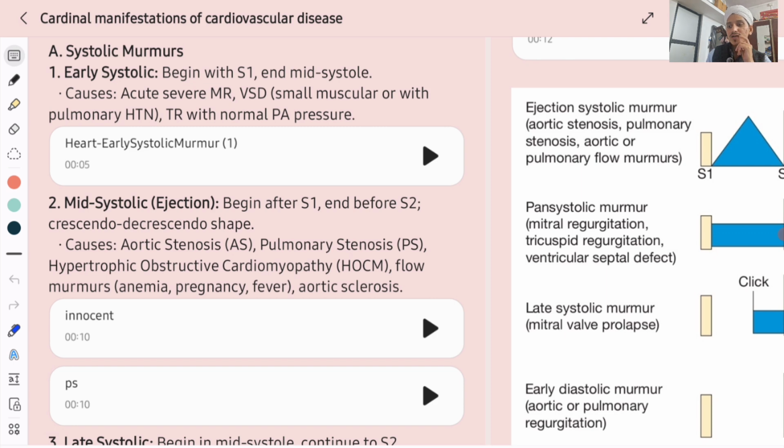So early systolic murmur begins with S1 and ends in mid systole. Remember this basic rule. Among systolic murmurs, acute severe mitral regurgitation will have an early systolic murmur, and tricuspid regurgitation will also have an early systolic murmur. I am playing an audio clip here.